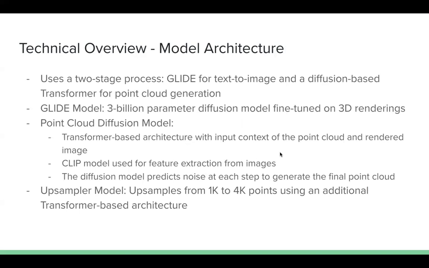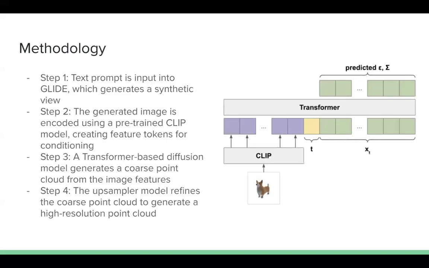The architecture behind Point E involves several advanced components. First, the GLIDE model, which is a 3 billion parameter diffusion model, generates a synthetic image based on the text. Then, for generating the 3D point cloud, a diffusion-based transformer model is used. It leverages a pre-trained CLIP model to extract embeddings from the synthetic image, which are fed as conditioning tokens to the transformer. The point cloud diffusion model represents each point cloud as a K times 6 tensor, where K is the number of points and each point contains XYZ coordinates and RGB color values. This diffusion model denoises random noise in an iterative process to generate the final point cloud.